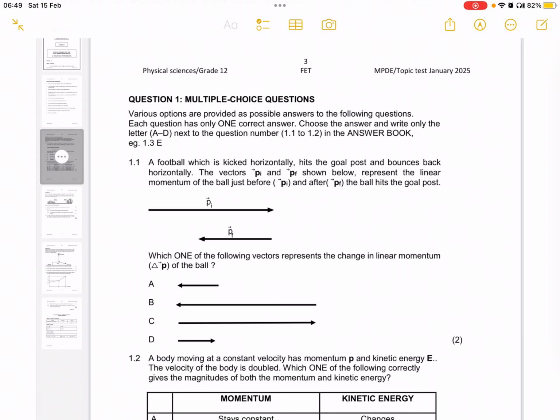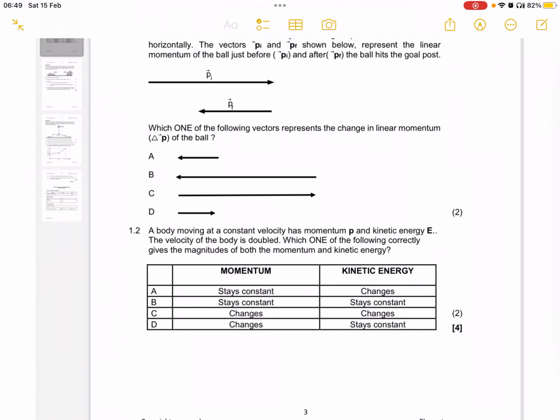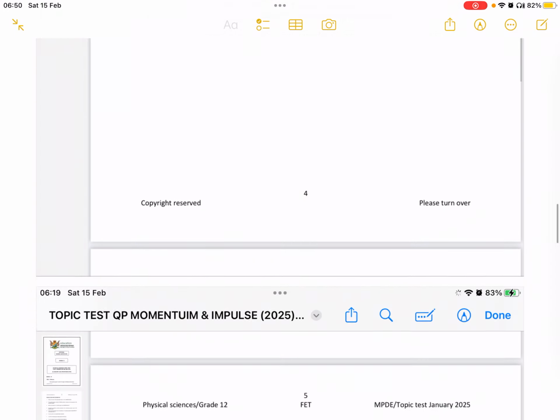Now it says here, a football, which is kicked horizontally, hits the goal post and bounces back horizontally, with the vectors P initial going to the right and P final going to the left, as shown below, which represent the linear momentum of the ball before and after the ball hits the goalpost. Now, which one of the following vectors represents the change in linear momentum, change in P, of the ball? A, a shorter left vector, B, a longer left vector, C, a longer right vector, and D, a shorter right vector. Now let's break it down.